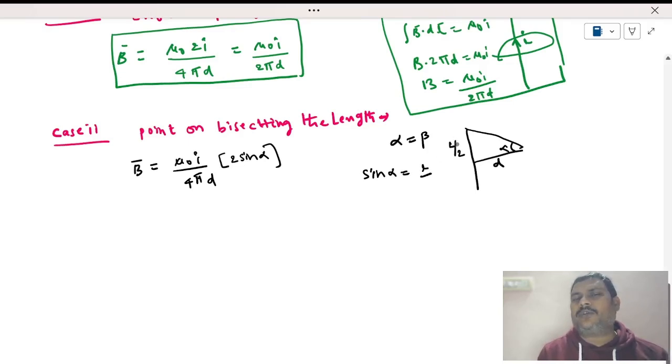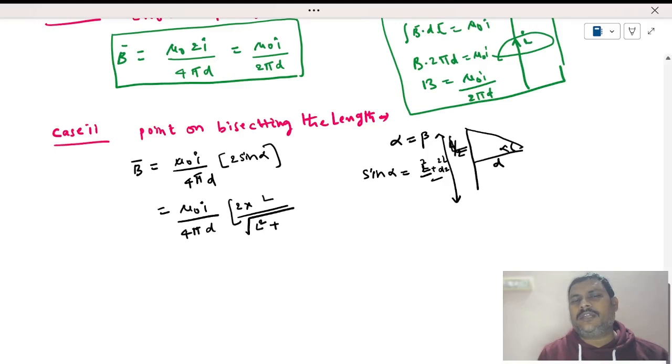For easy purposes, I will take the total length as 2L. So then this will become L. Then L square plus d square will come, right? So B is equal to mu naught I by 4 pi d. This you have to remember like a song. That equals 2 into sin alpha, where sin alpha is the opposite side L by the hypotenuse, root over L square plus d square. So that gets cancelled.